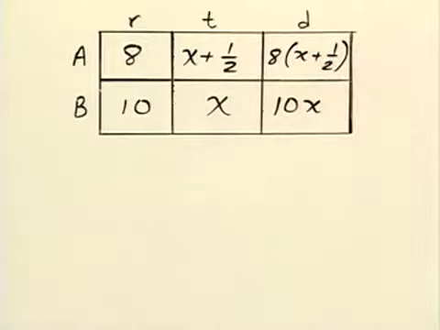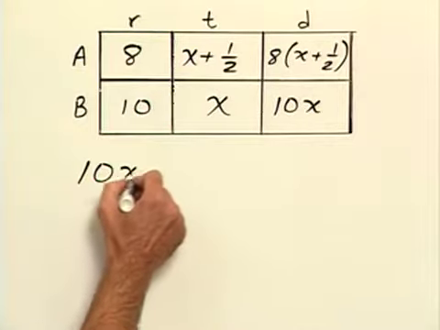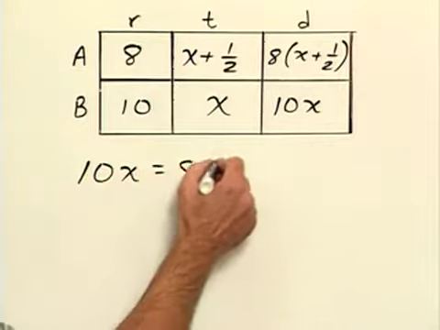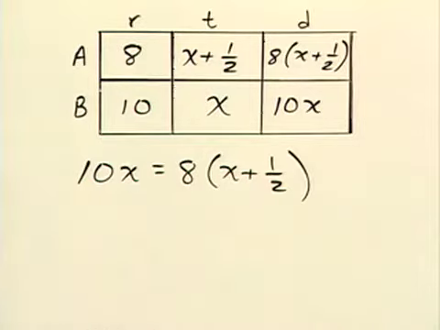Now, in the problem it said that they travel the same amount of distance, or in other words, one contestant is going to catch up to the other contestant. So their distances will be equal to each other. So my equation I'm going to set up as 10x equals 8 times x plus 1/2 to show that when contestant B catches up to contestant A, they have caught up to each other.